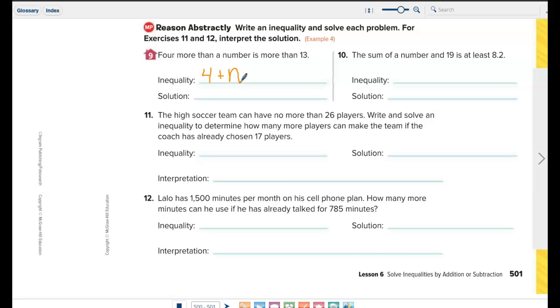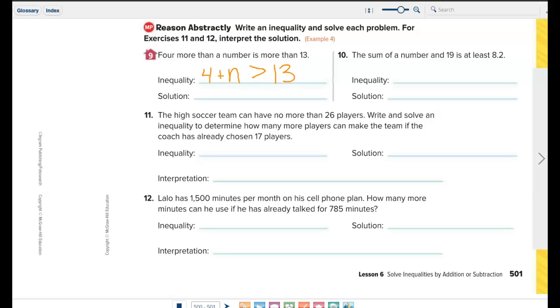Is more than. If you remember that doodle chart that we made last week, you can use that with these story problems. It helps a ton. So is more than was under the greater than column, and then 13. So there's our inequality.